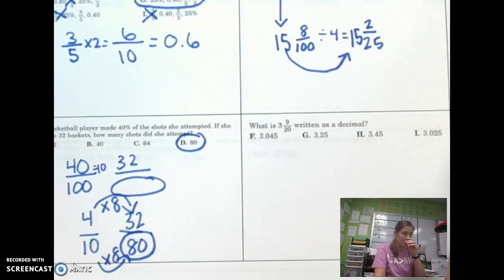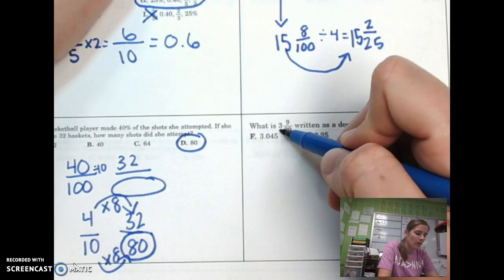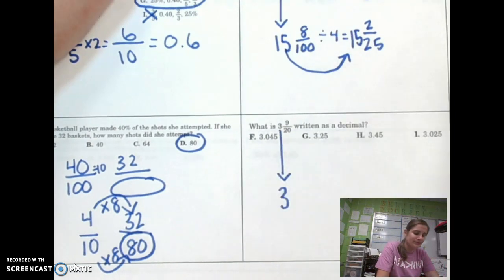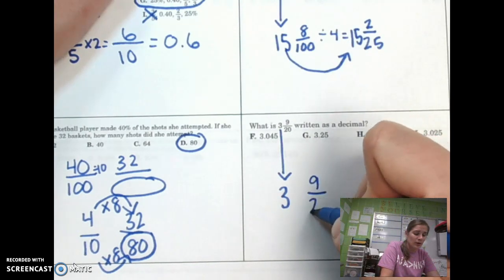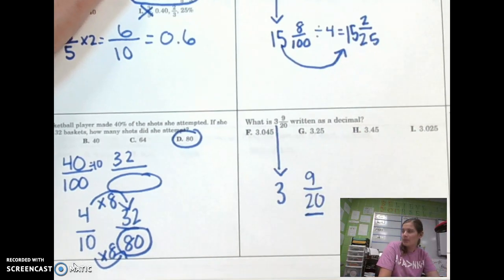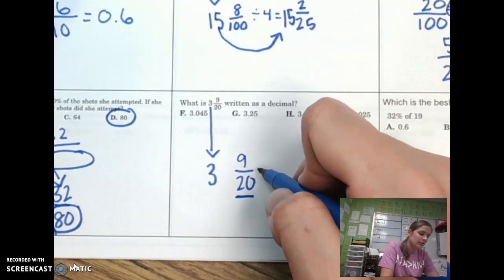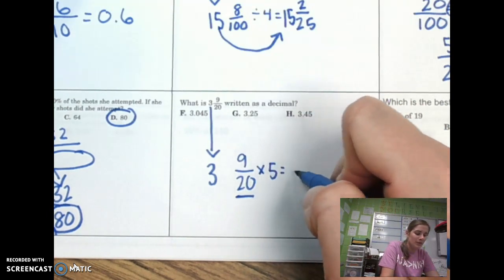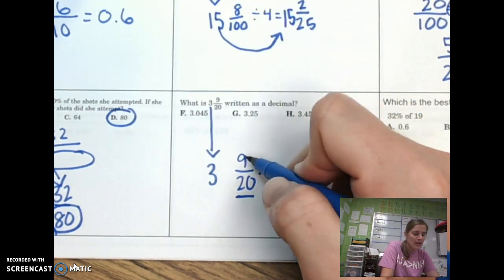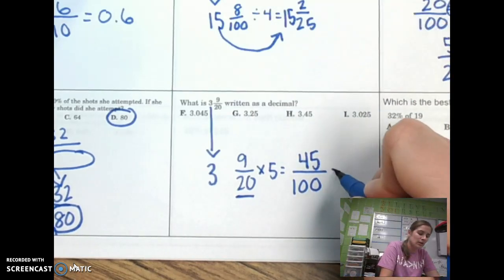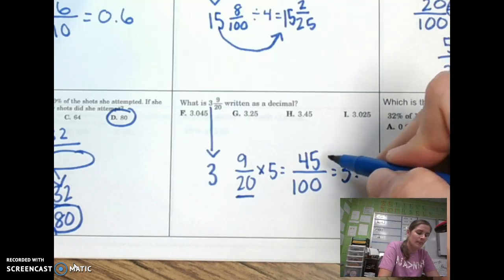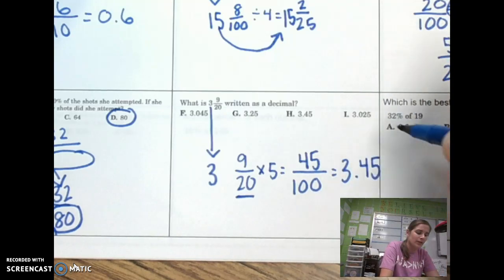The next one, what is 3 and 9/20 written as a decimal? So remember, the whole number comes straight down. Now, 9/20. We're going to make this bottom guy right here, that 20, into a place value number. To do that, I'm going to multiply by 5, because that will get us 100 on the bottom. And then 9 times 5 is 45. So 3 is our whole number, 3.45 is our answer.